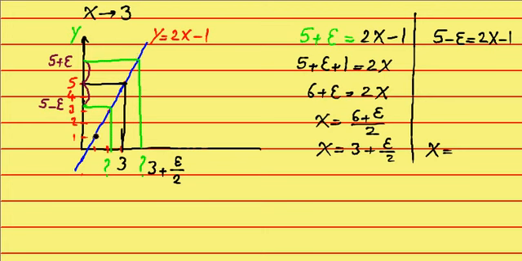For straight lines, we get a very simple recipe. This was 3 plus epsilon over 2. This becomes 3 minus epsilon over 2. We have gone by the same amount to either side. That's again a property of straight lines. Step to the right or step to the left, here's epsilon over 2.